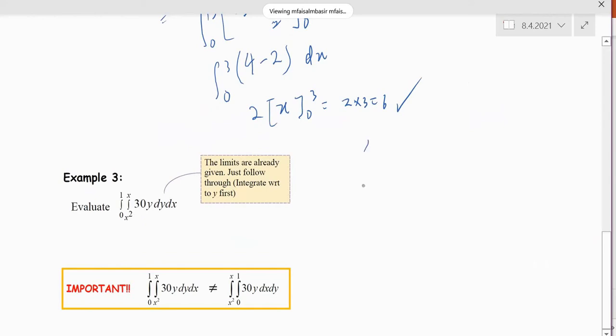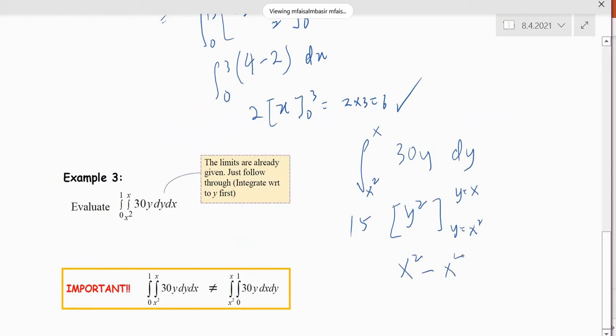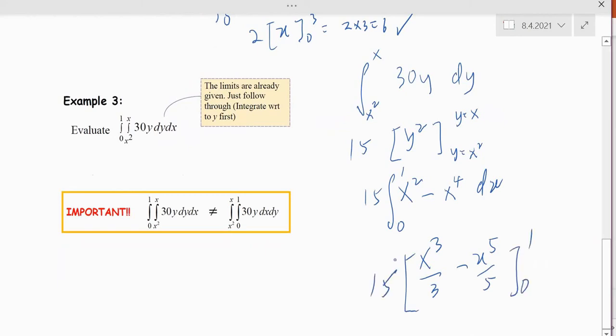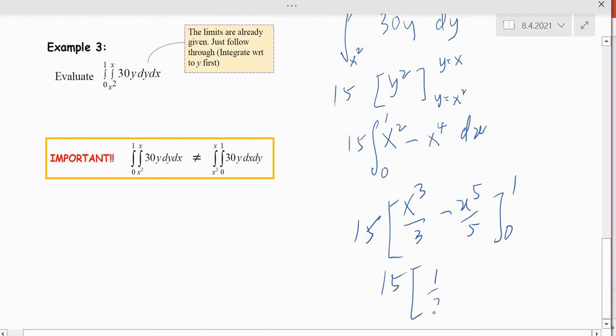So integrate first: x squared to x, 3y. So it will be y squared over 2, with y from x squared to y equals x. So y equals x gives x squared minus x to the fourth over 2, and then we integrate this with respect to x. Then we have x cubed over 3 minus x to the fifth over 5 from 0 to 1. So 1 over 3 minus 1 over 5, which is 5 minus 3 over 15, so you have 2 over 15. Okay, check.